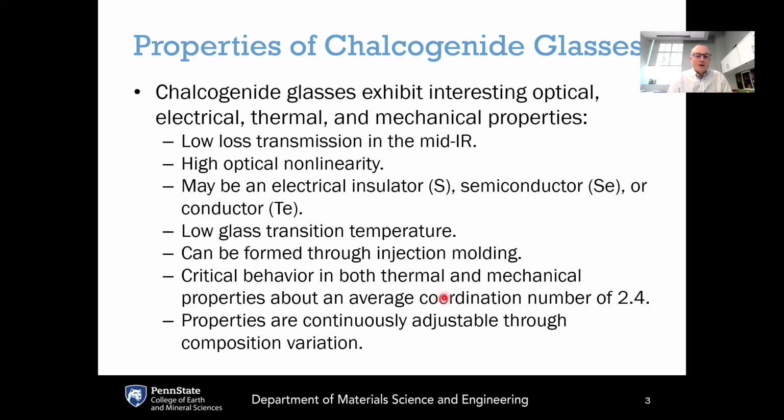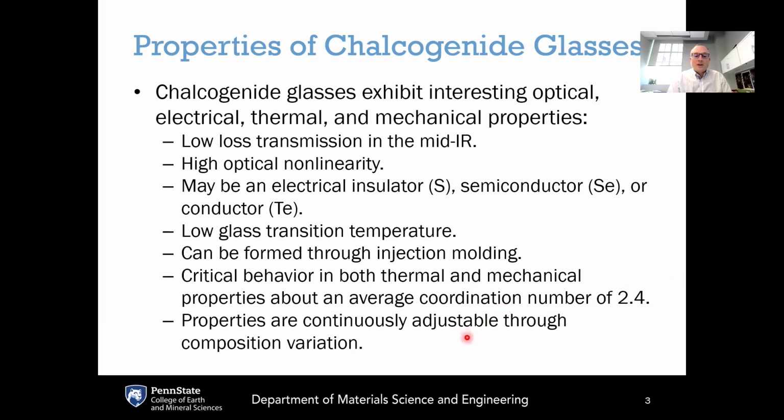And as we covered in the lecture on Phillips's topological constraint theory, there can be some critical behavior observed in the properties of chalcogenide glasses about an average coordination number of 2.4, where 2.4 is the isostatic system, where the number of constraints is equal to the number of degrees of freedom. If the coordination number is higher than that, then the system is over-constrained. If the coordination number is lower than that, then there are floppy modes in the system as it is under-constrained.